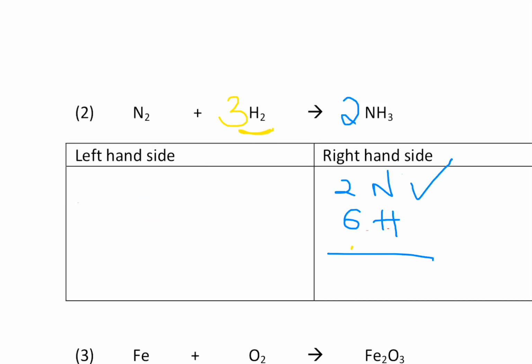Let me count again. So I still have my 2 nitrogen here because nitrogen has nothing in front, and these are separate molecules. You see there is a plus in between, so they are separate molecules. So now 3 times 2 gives me 6 hydrogen, and if I look on the left hand side and the right hand side, 2 nitrogen balance, 6 hydrogen balance. So I have a balanced chemical equation, and this is my answer.